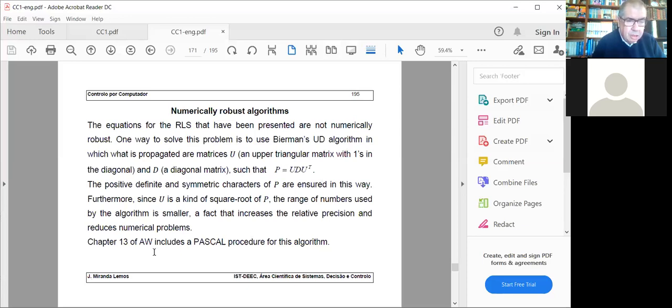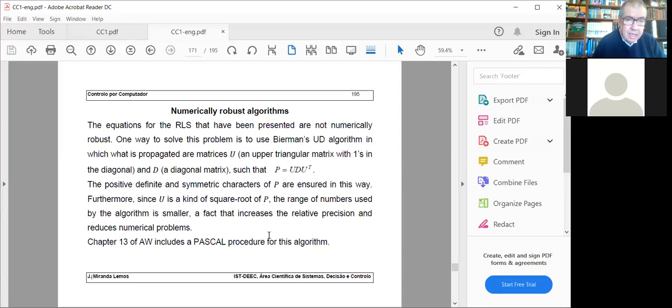The book by Åström and Wittenmark includes a Pascal procedure for this algorithm, which is correct. Sometimes the code that appears in books is not correct, but this one is. Usually the code for this algorithm, Bierman's UD algorithm, computes P, but what is important is the Kalman gain, and it produces the Kalman gain K as a byproduct. I'm not going to ask questions about this, but it's an important remark.